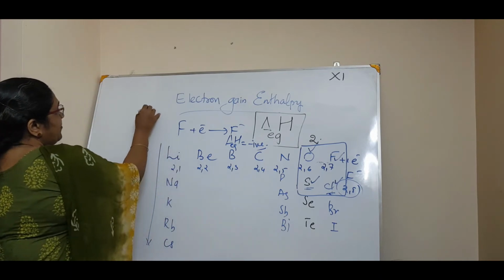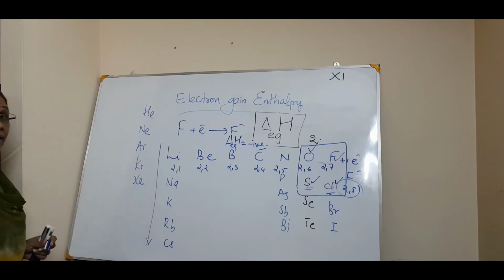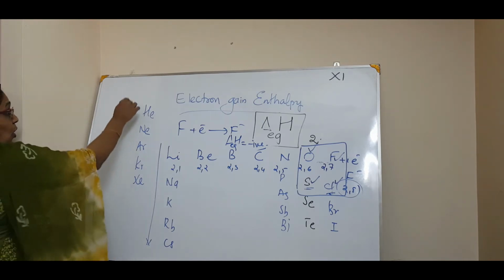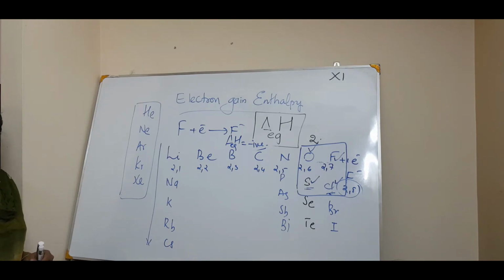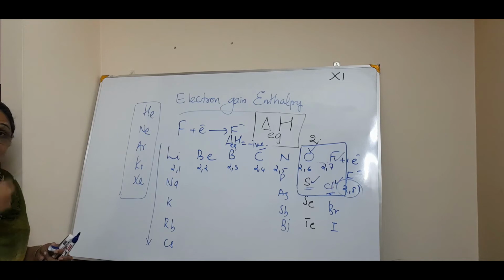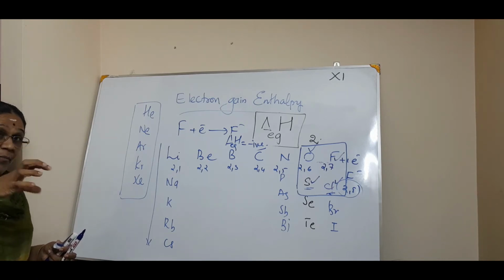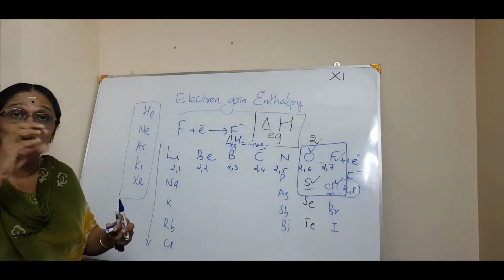That is helium, neon, argon, krypton and xenon. Why, in these cases, can you have a positive value of electron gain enthalpy? Because all these have a stable electronic configuration, isn't it? An octet. Now, in a stable octet, if you want to again gain an electron, the stability is lost. So a very high amount of energy has to be given to such a stable configuration in order to accept an electron.